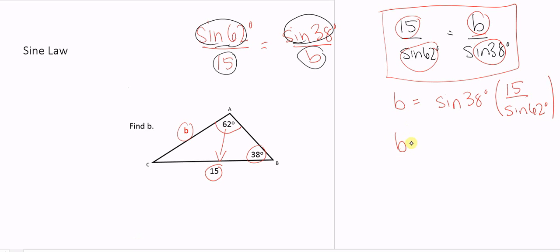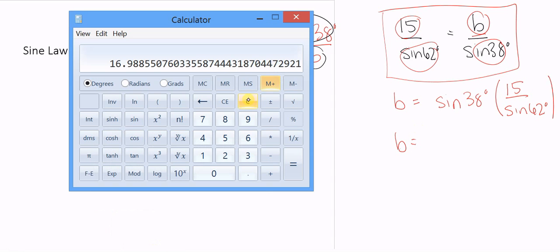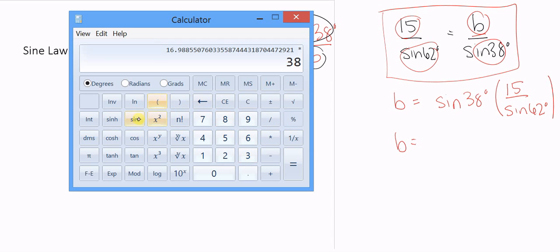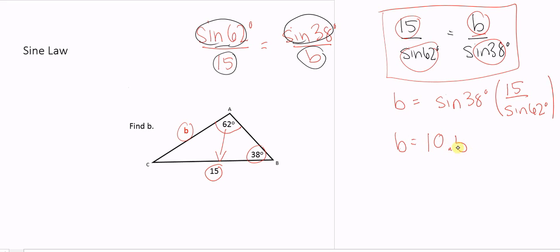Open up our nice little calculator, so we're going to get B equals, clear that guy out, we're going to do 15 divided by sine 62 equals, so I get 16.98. That is giving me the value of 15 over sine 62 degrees. Now I'm going to multiply this value by sine 38. So multiplied by sine 38 equals, I'm getting 10.5. So side B is equal to 10.5.